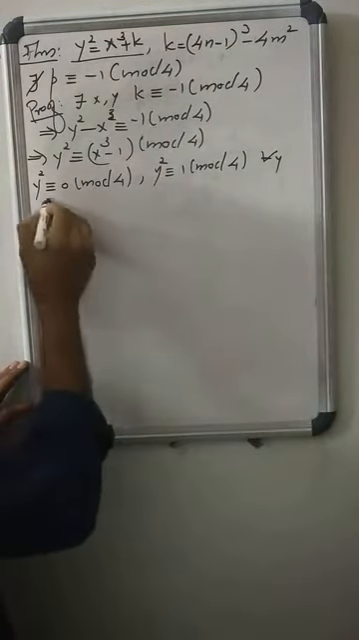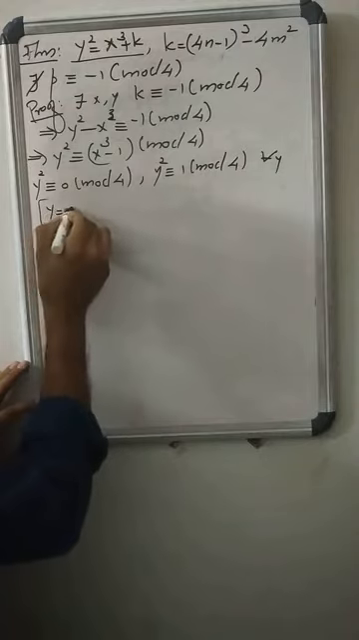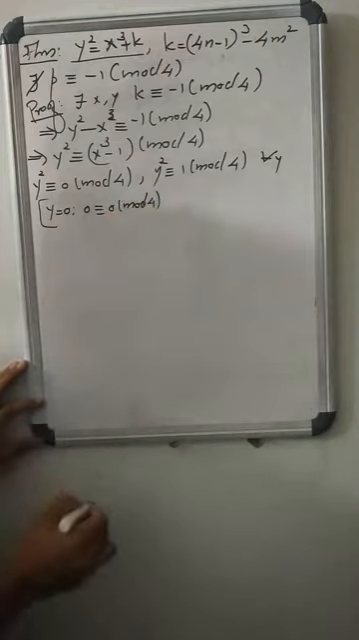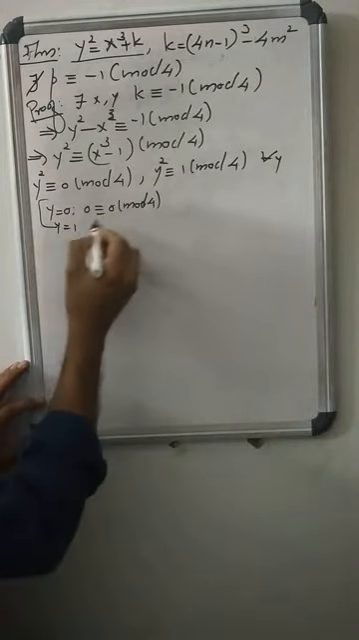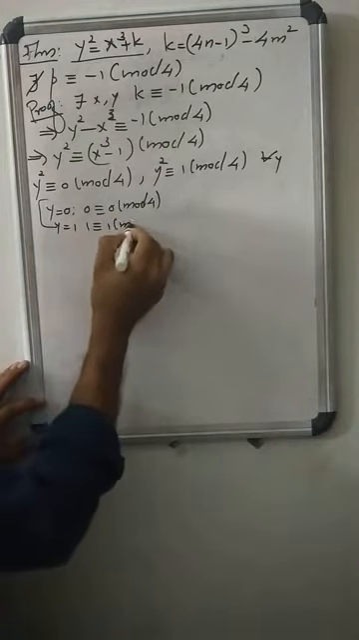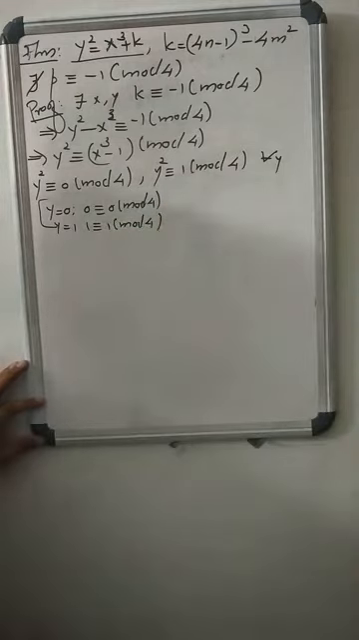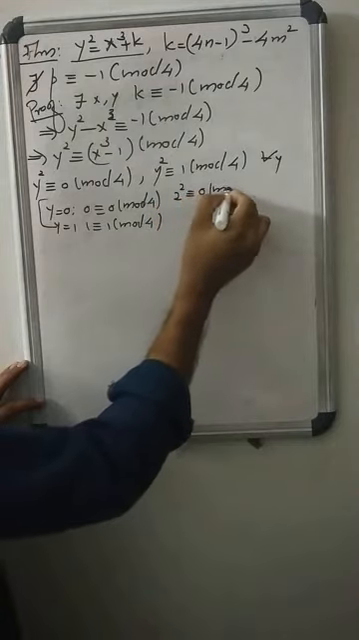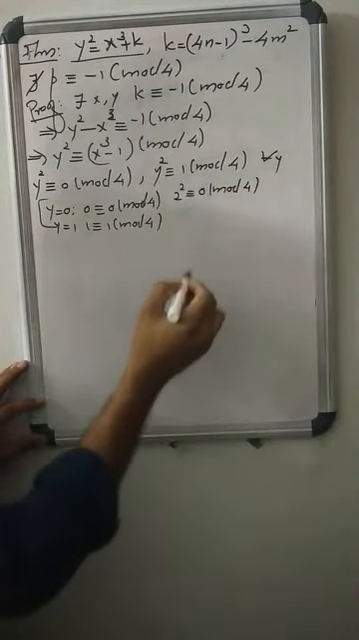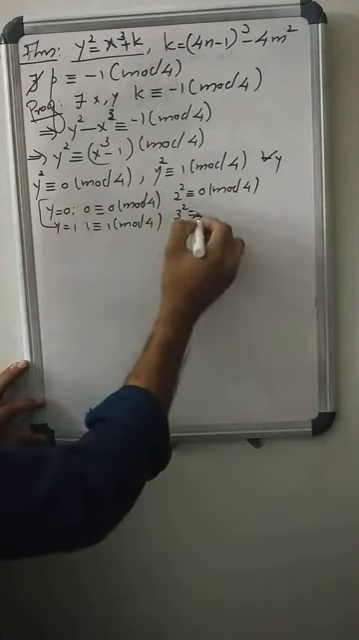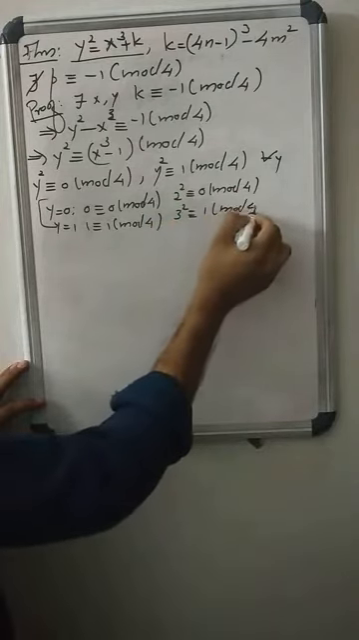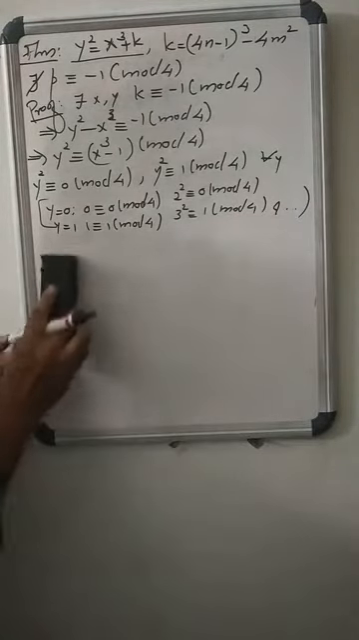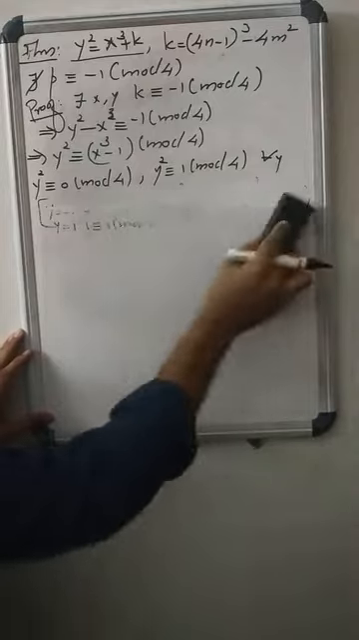Do you have any doubts? If y equals 0, what do you get? 0 congruent to 0 mod 4. Is it true? Okay. When y equals 1, what do you get? 1 congruent to 1 mod 4. Sure. When y is 2, 2 square is 4, also congruent to 0 mod 4. When y is 3, 3 square means 9, congruent to 1 mod 4, and so on. So y square is either congruent to 0 mod 4 or congruent to 1 mod 4.